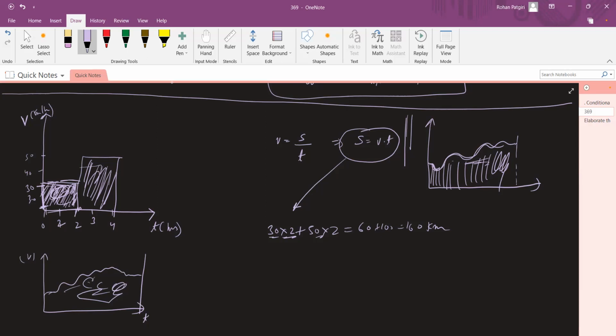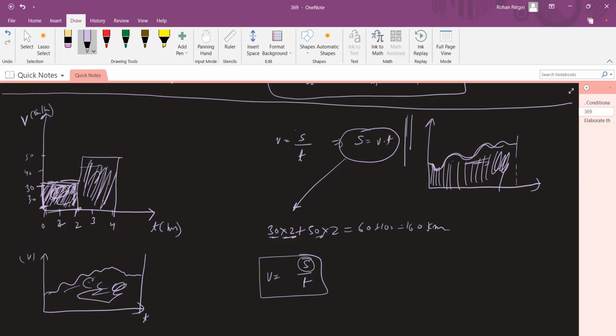Integration is also known as antiderivative because in case of differentiation, we had the distance and the time, and we were trying to find out the instantaneous velocity. Here we have the velocity and the time, and we are trying to find out the distance. So this is the anti of one thing.